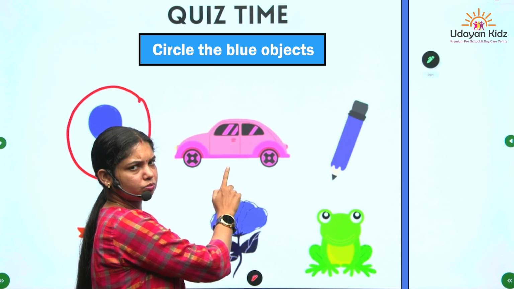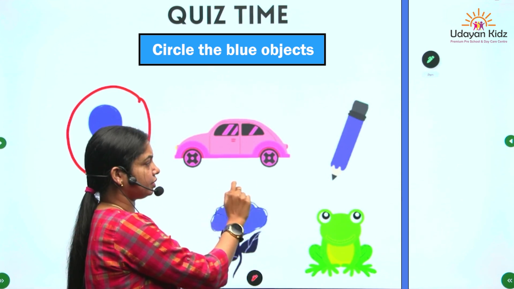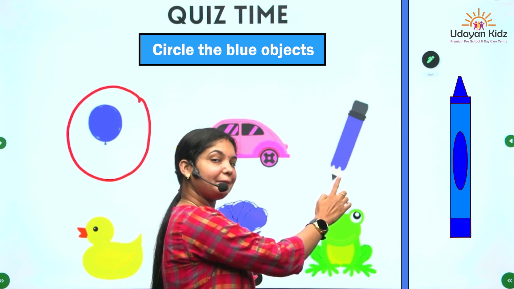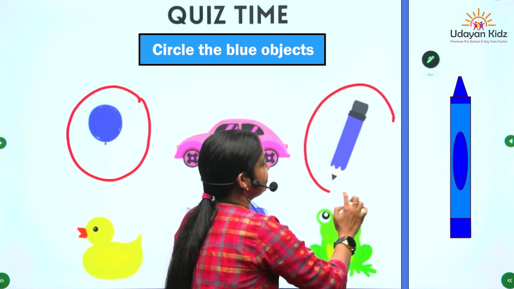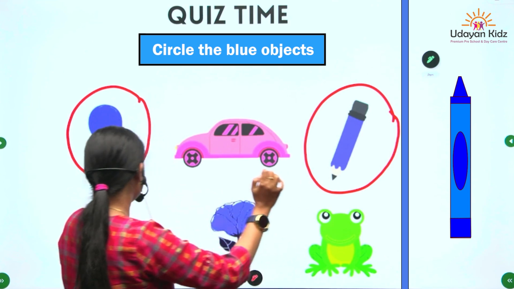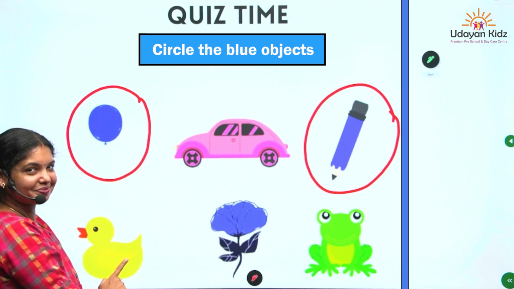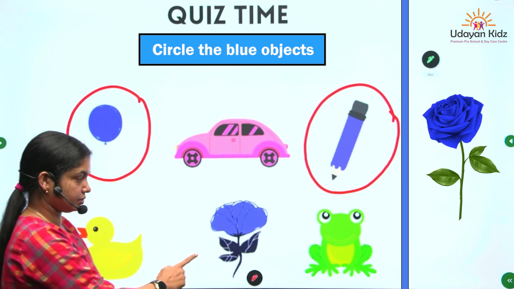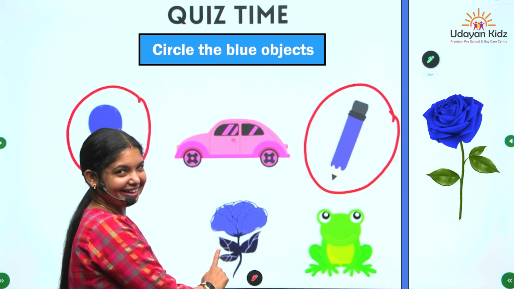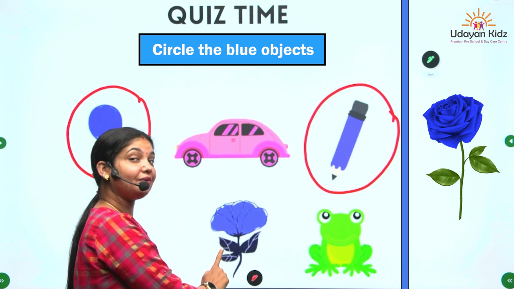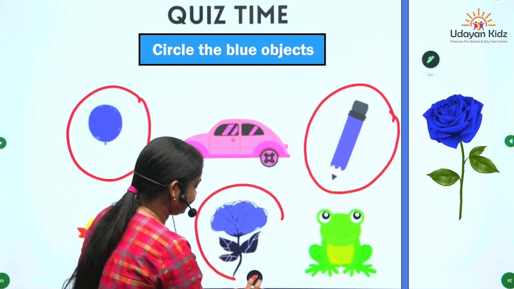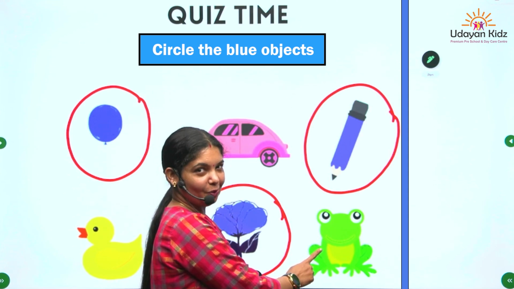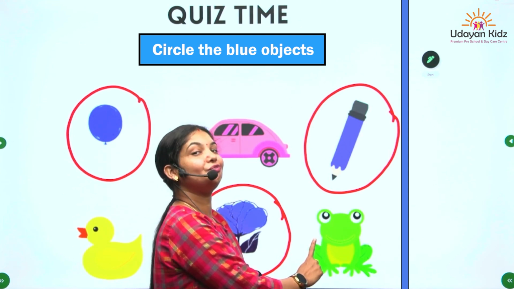Is this blue color? No. Is this blue color? Yes, this is a blue color pencil. Is this blue color? No, this is a yellow color duck. Is this blue color? Yes, you are right, children. Blue color flower. Is this blue color? No, this is a green color frog.